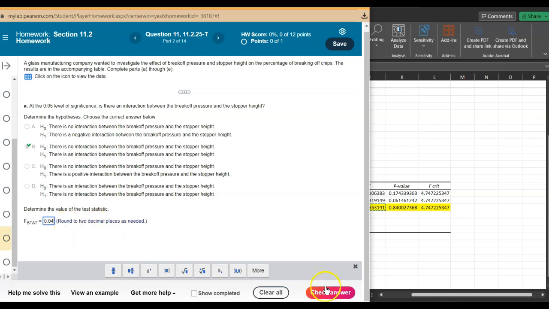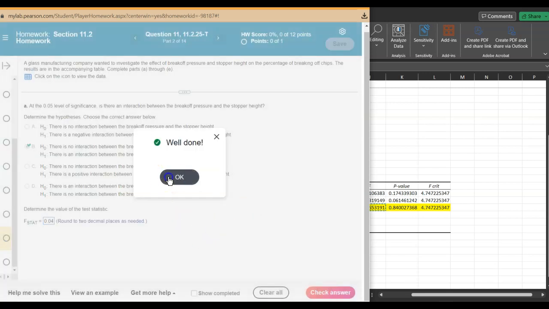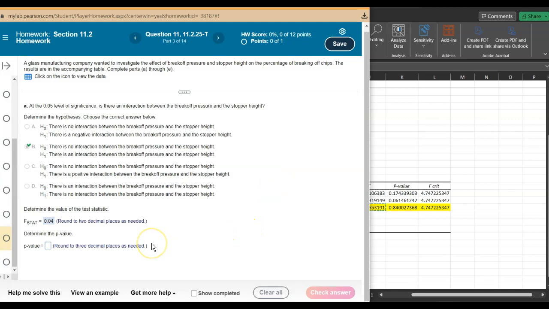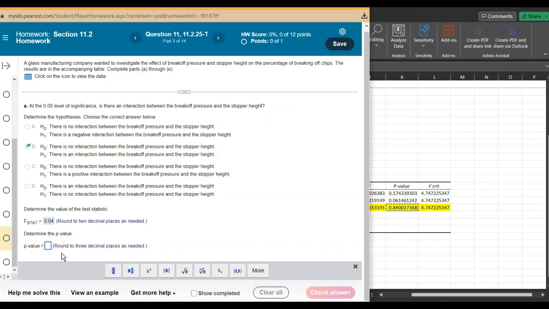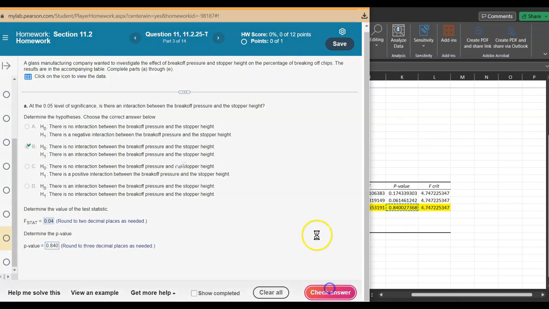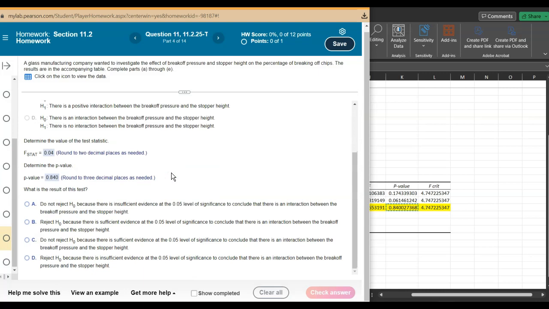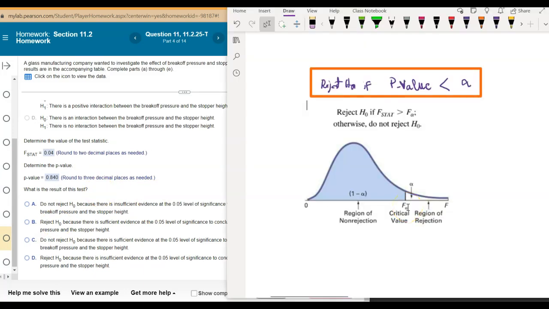So the F stat is very small. Definitely going to be not rejecting the null hypothesis. Okay, regardless, we need the p-value, and we want to round it to 3 decimal places. Very good. So the conclusion here, again, let me go over the chart.